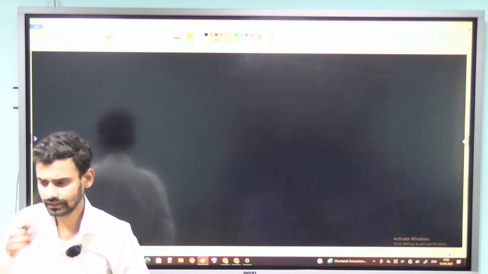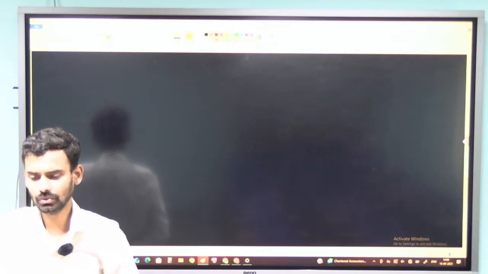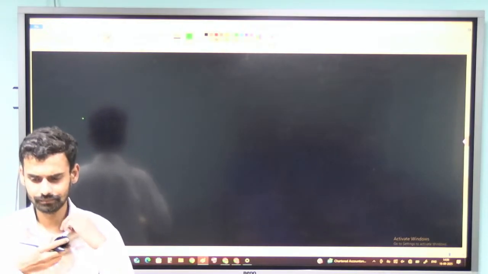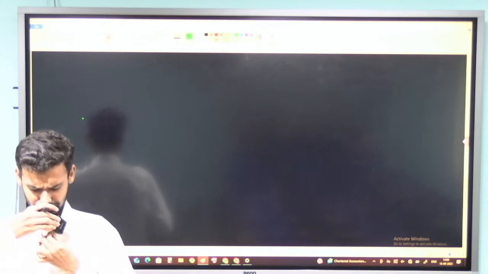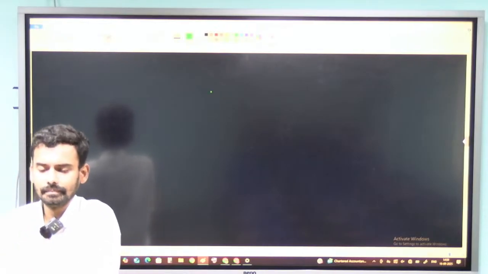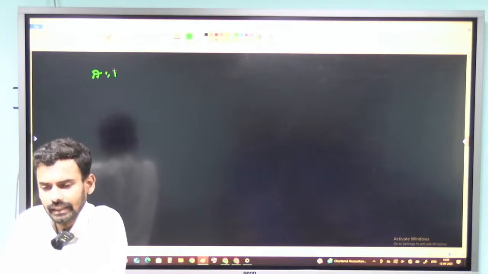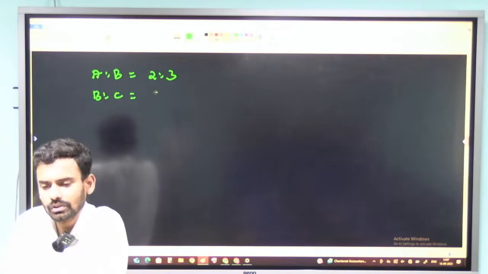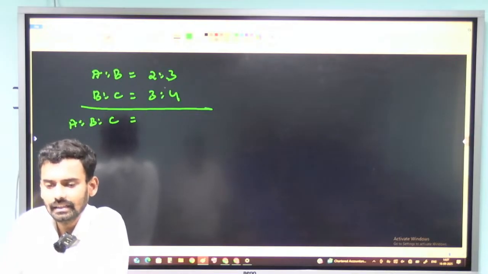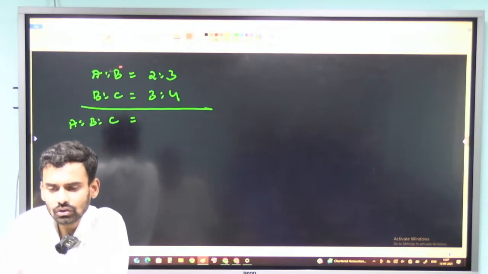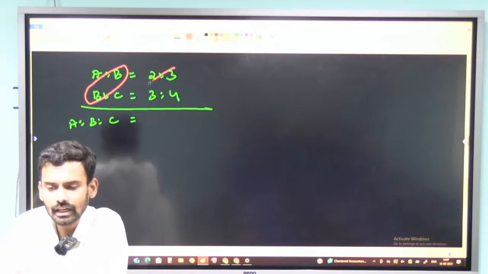Then third is how to merge the ratios. Suppose I consider A is to B is equal to 2 is to 3 and B is to C is equal to 3 is to 4. But I want to merge the ratios like A is to B is to C. If we observe here, B is common in these two ratios and it is already equal in the ratios.